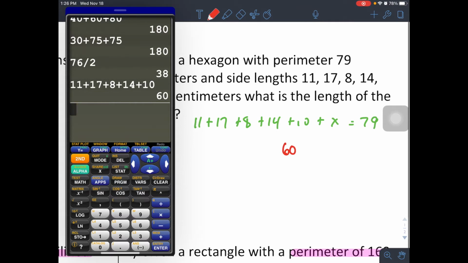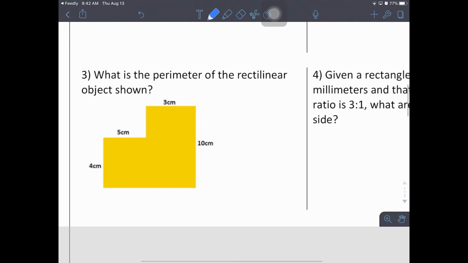Gets us 60 plus x equals 79. Subtract 60 from both sides. Our missing side length is 19. Next one, what is the perimeter of the rectilinear object shown? Rectilinear just simply implies that all the angles meet at 90 degrees.